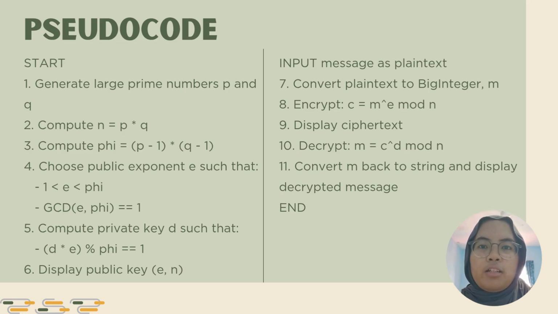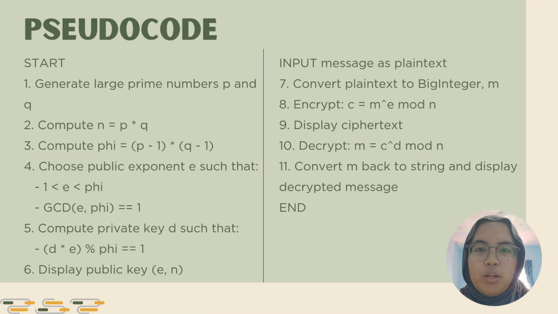After that, we calculate Euler's totient function again, which is phi. The formula is p minus 1 multiplied by q minus 1. Now we need to select a public exponent e. This should be a number greater than 1 and less than phi, and it must be co-prime with phi, meaning the greatest common divisor of e and phi should be 1.